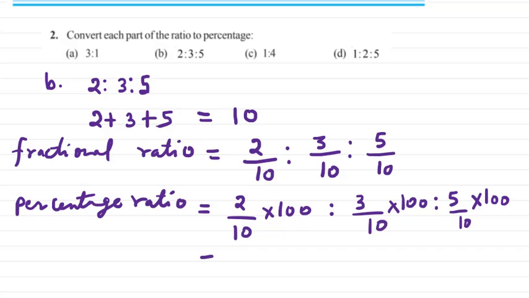Now you can simply solve it. So you will get here 20%. The next one is 30%. The later one is 50%. So the ratio in percentage will be 20%, 30% to 50%.